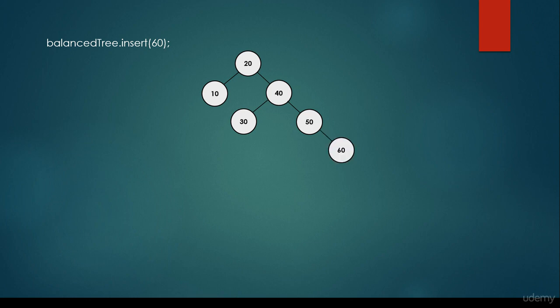What about 60? 60 is greater than 20, 60 is greater than 40, 60 is greater than 50, so it's going to be the right child of 50. Let's check the height parameters. Okay, this is a leaf node, so by definition it is balanced. The 50 has a left child null and the right child 60 with -1 and 0 height parameter. This subtree starting with the 50 node is balanced.